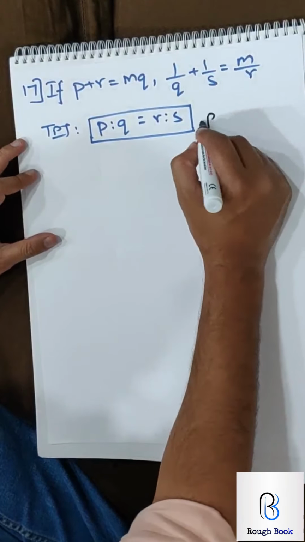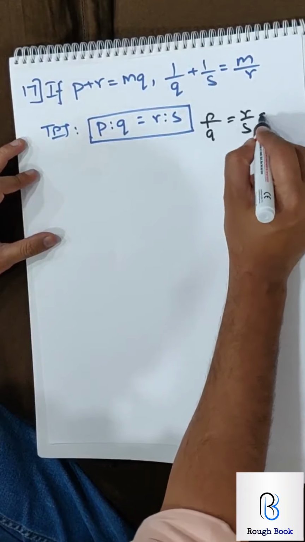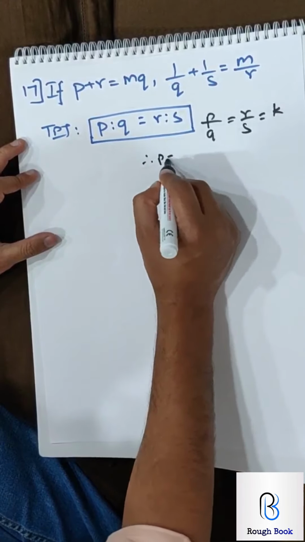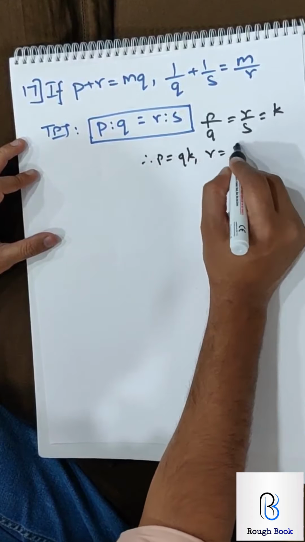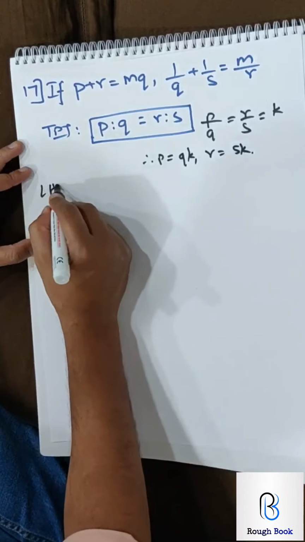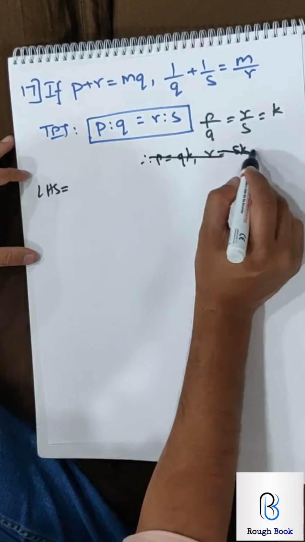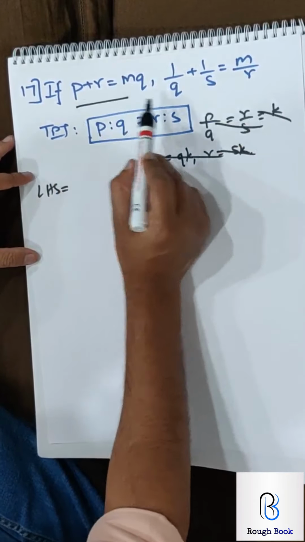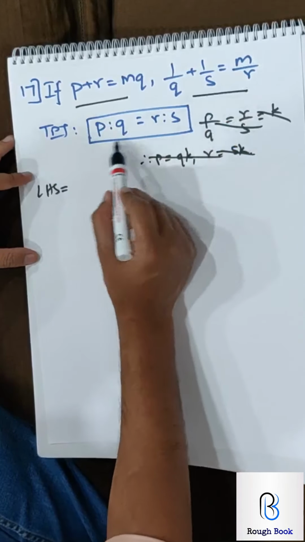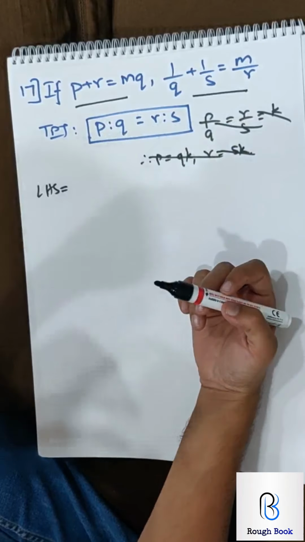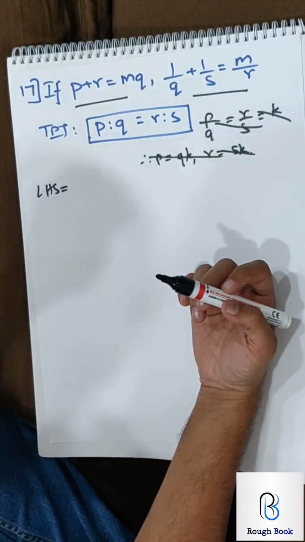Again direct proportion. So P by Q, R by S equals K. So P is QK, R is SK. LHS. Oh, there is no LHS. Sorry. This is my bad. We've been given this and this, and we need to prove that P upon Q equals R upon S. That is the question.